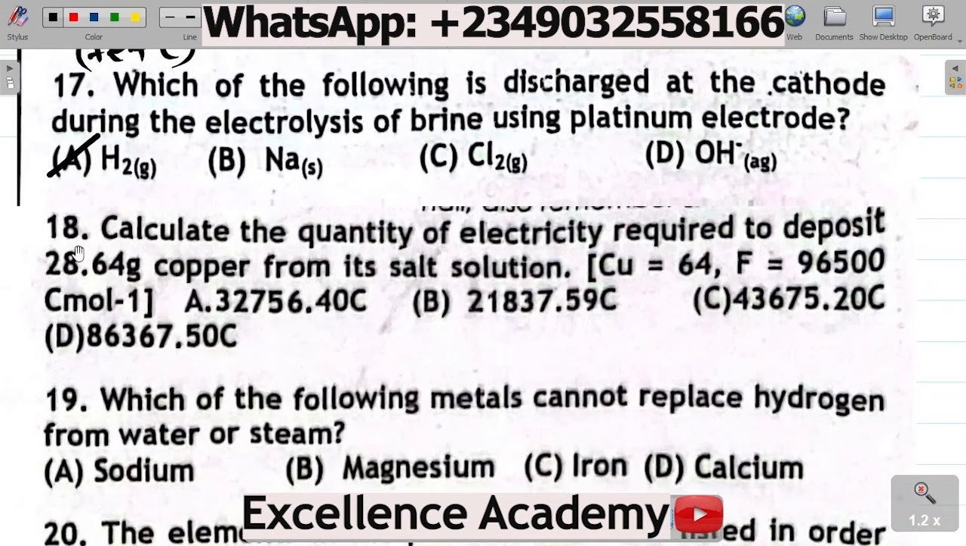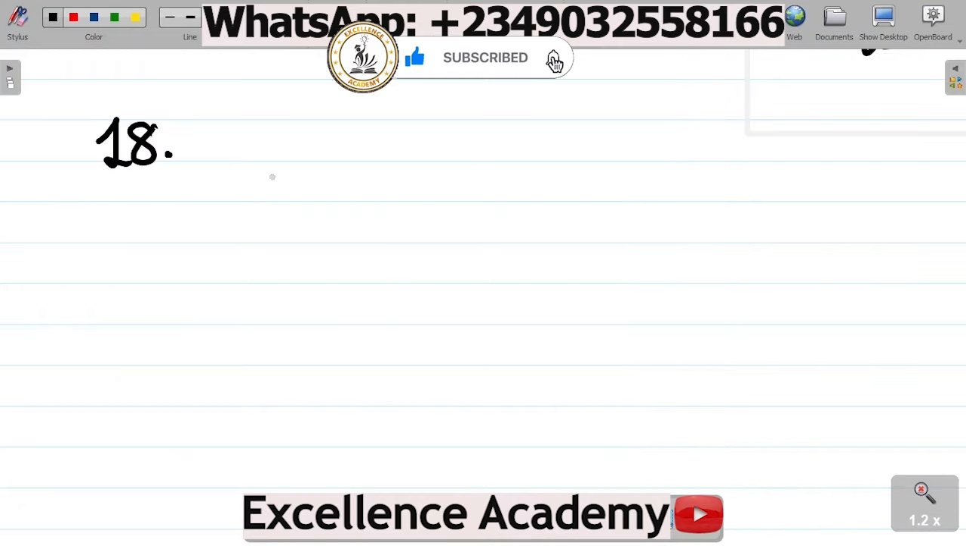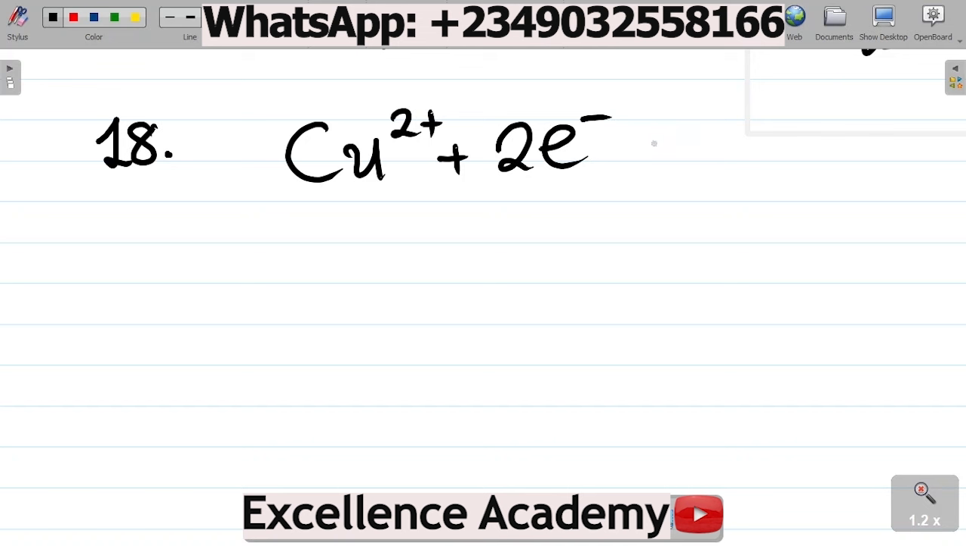Question 18 says, calculate the quantity of electricity required to deposit 28.64 gram copper from its salt solution. You're given the atomic mass of copper, you're given Faraday's constant, and you have your options. So which of them is the correct answer? For question 18, the equation of the reaction is this. You have copper ion gaining two electrons to give you copper.